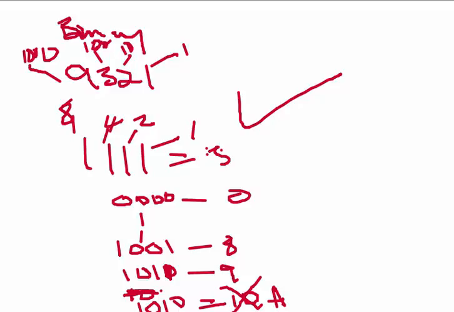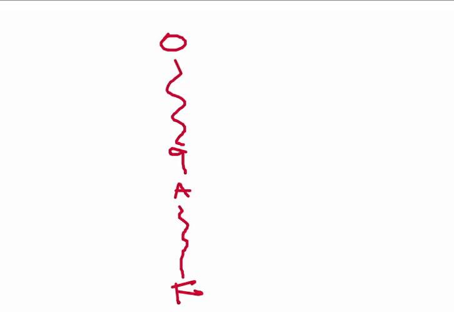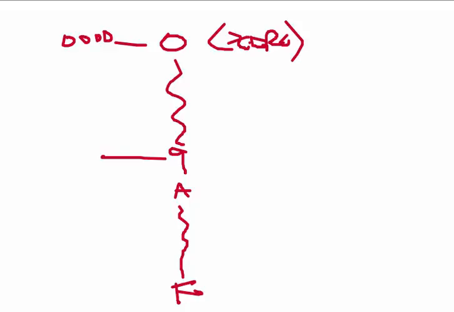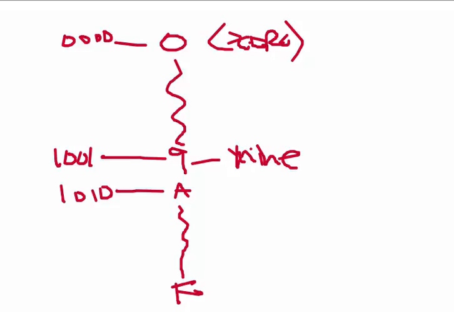Okay, so to summarize, in hexadecimal, you have the numbers 0 through 9, and then A through F. This represents 0, which is 4 zeros, which is 0. And then this is 1001, which is 9. And then A is 1010, which is 10. And then F is 1111, which is 15.